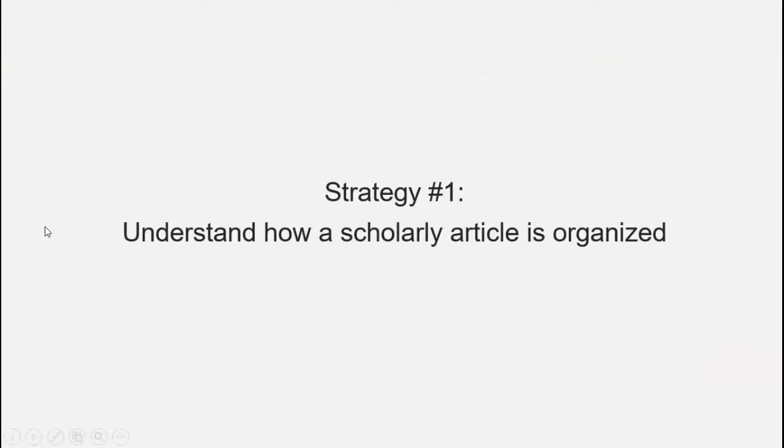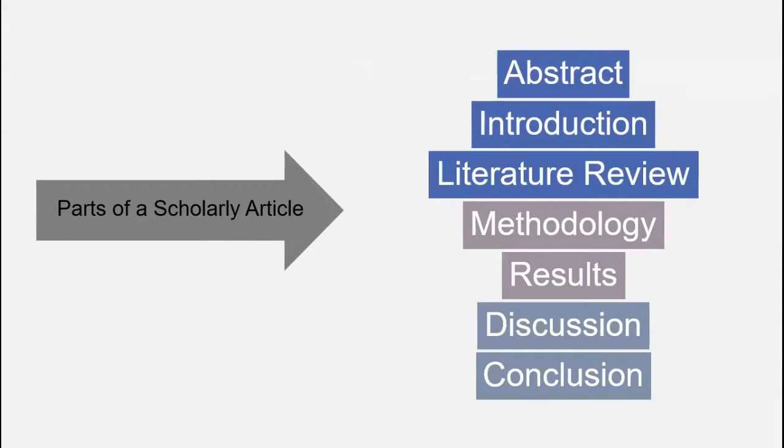Now let's talk about our first strategy. Understand how a scholarly article is organized. If you're not familiar with this type of writing, it can be really confusing. Basically, in a typical scholarly article, the authors conduct some kind of research on a particular topic. These are the different parts of the scholarly article: the abstract, the introduction, the literature review, the methodology, the results, the discussion, and the conclusion.